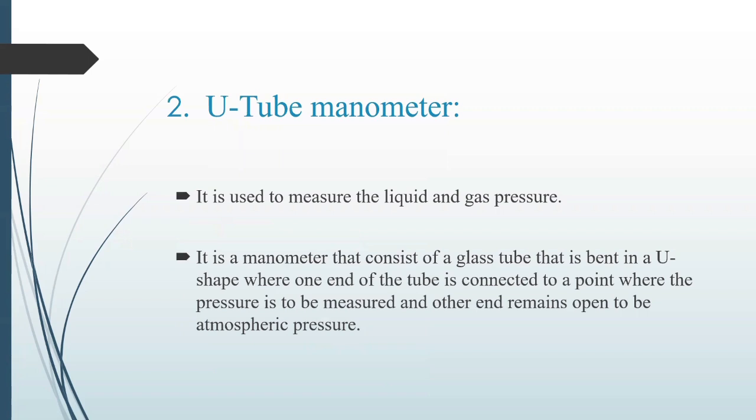Next is the U-tube manometer. U-tube manometer is the manometer which is developed in order to mask the limitations of the piezometer. Okay, so this U-tube manometer can be used to measure both liquid and gas pressures. U-tube manometer is nothing but a manometer that consists of a glass tube that is bent in a U-shaped glass tube, where one end of the tube is connected to a point where the pressure is to be measured and the other end remains open to the atmospheric pressure.